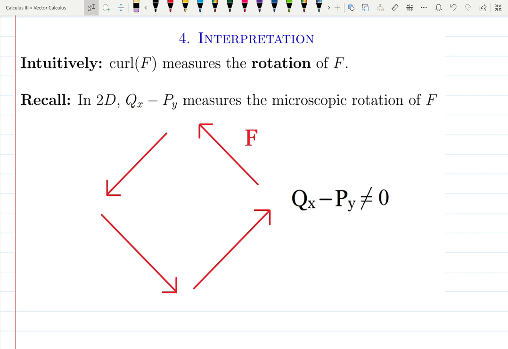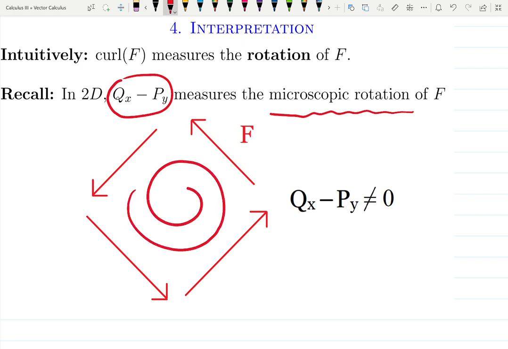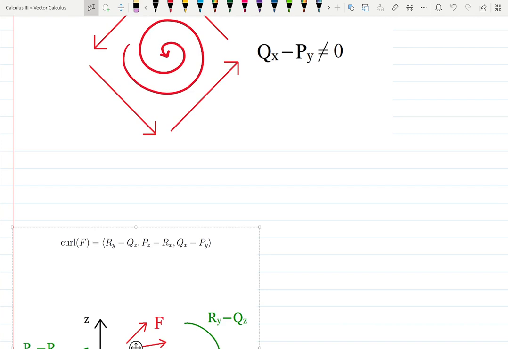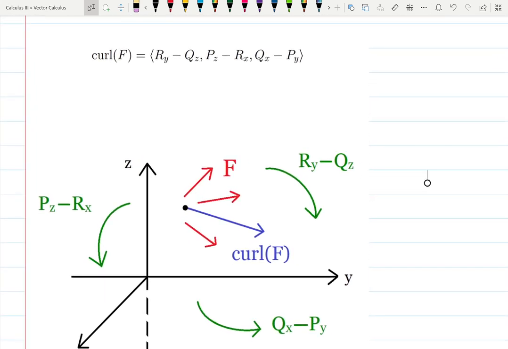So recall, we already measured before that microscopic rotations were shown in 2D by this difference. Q differentiated with respect to the other variable x, minus and so on. You did it on a test. If it's not 0, it's actually not good, because then some kind of small rotation happens. Small rotations collect into big rotations, and that's not good. Curl, we do that thing in 3 dimensions now.